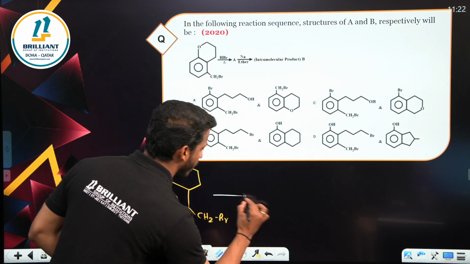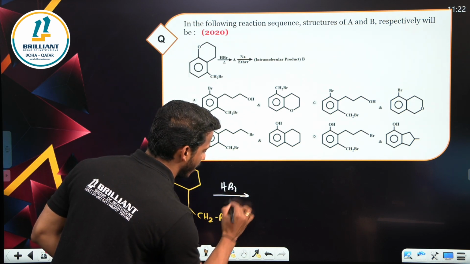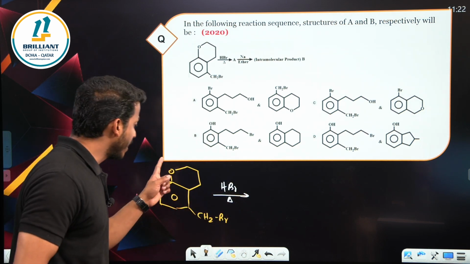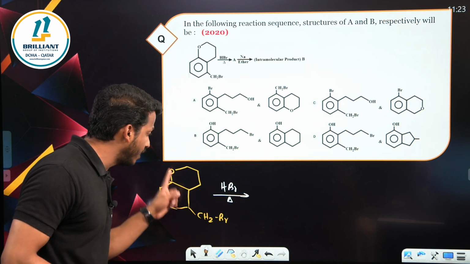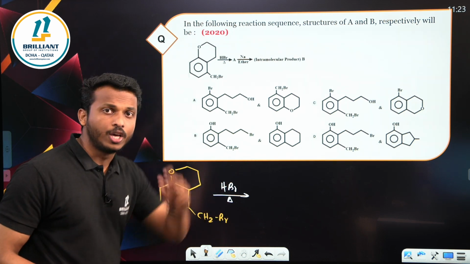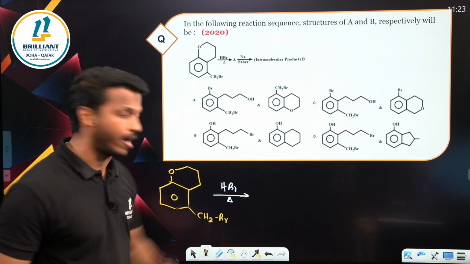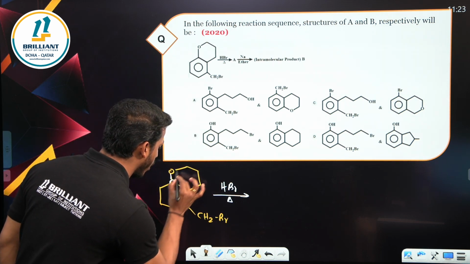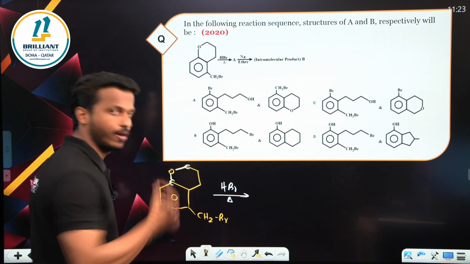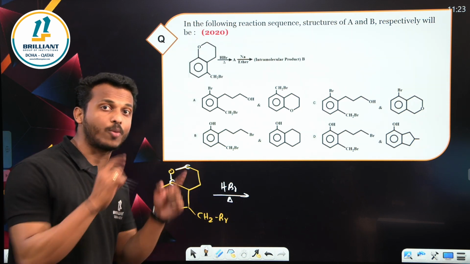First they are treating it with HBr and heat. You know, it's an ether, an aromatic ether. When an ether reacts with HBr, the carbon-oxygen bond breaks, right? Either this CO bond or this CO bond breaks. Which CO bond breaks, dear all, in an aromatic ether?